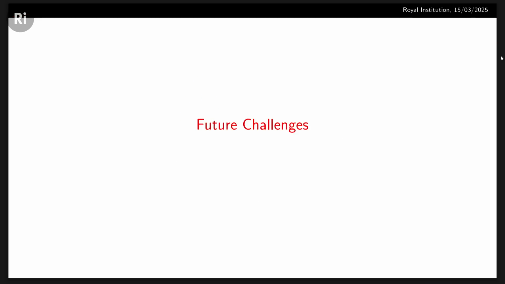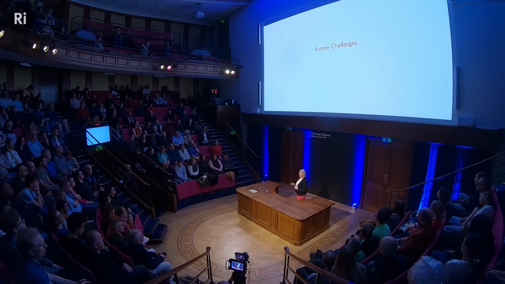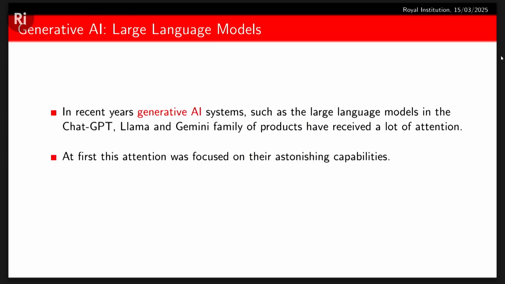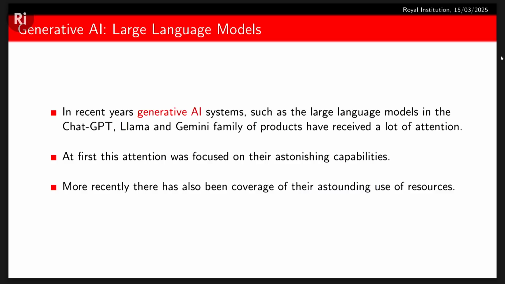So future challenges. Many. There are just many systems, and resources are key for all of them. But the one I wanted to particularly talk about was AI, because this is one that we're hearing a lot about at the moment. In recent years, generative AI, large language models, have been in the headlines a lot. And mostly this has been because they have astonishing capabilities. But more recently, a little bit because they have astounding uses of resource as well. So these are very expensive models to run, both in cost, in energy, computing equipment, in every way.